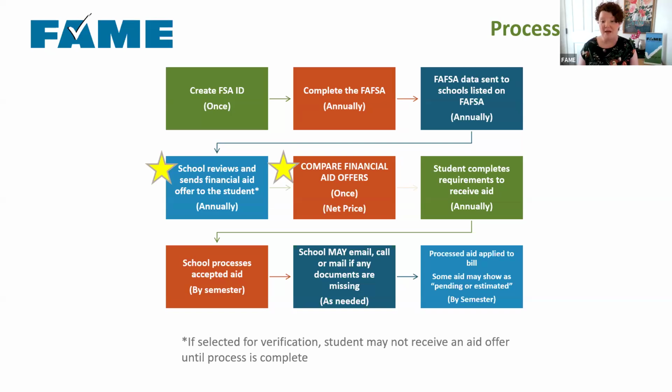The schools may email, call, or mail if any documents are missing. Students, again, want to be checking their email on a regular basis because colleges are going to communicate with students primarily via email. And then processed aid will be applied to that bill.